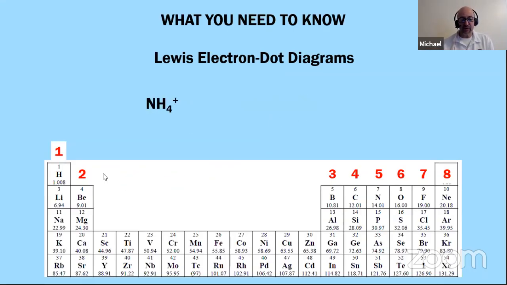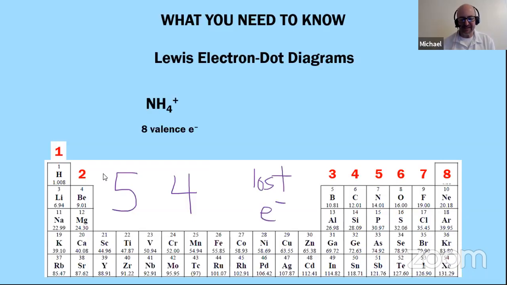Sometimes you have to draw the Lewis electron-dot diagram for a molecule. Other times it's for a polyatomic ion like ammonium. So while nitrogen has 5 valence electrons and each hydrogen has 1 valence electron, 5 plus 4 is 9. But remember, the plus charge means that we lost an electron for this total, so it's actually 8 valence electrons.